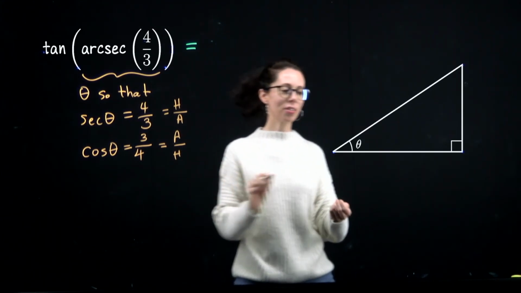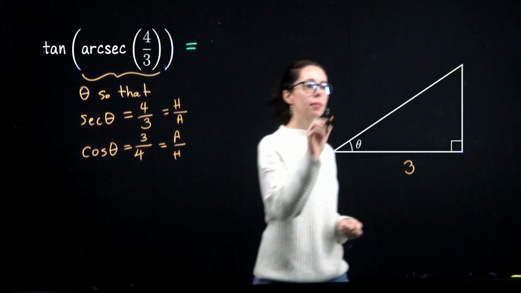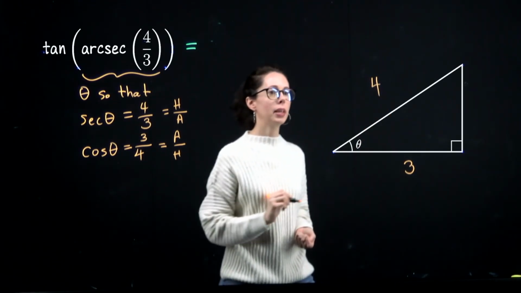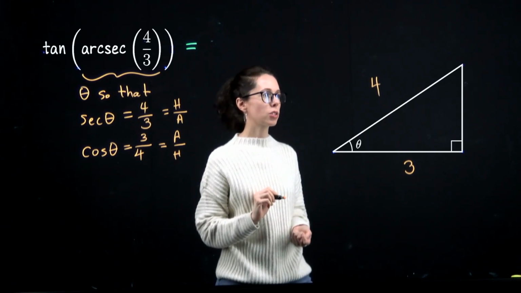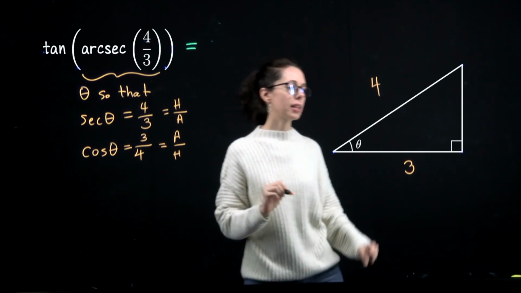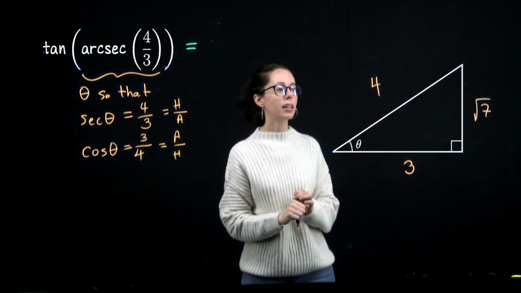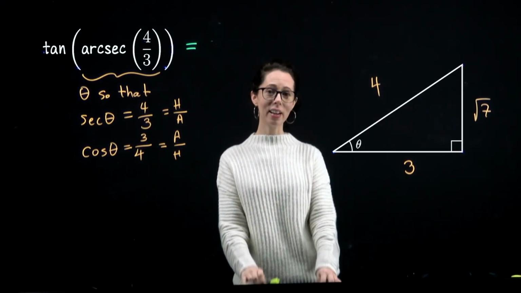So the adjacent side is 3. The hypotenuse of this triangle is 4. That means that the opposite side is the square root of 4 squared minus 3 squared. So 16 minus 9 leaves us with square root of 7 for the opposite side. And again, at this point, we're actually done.